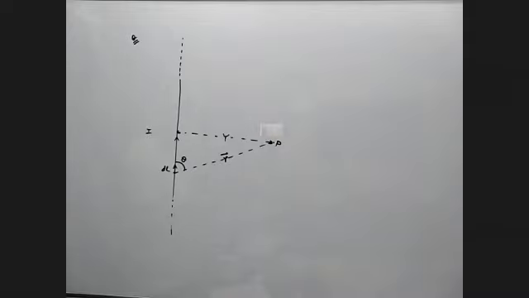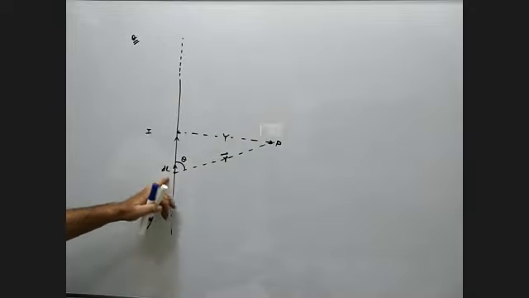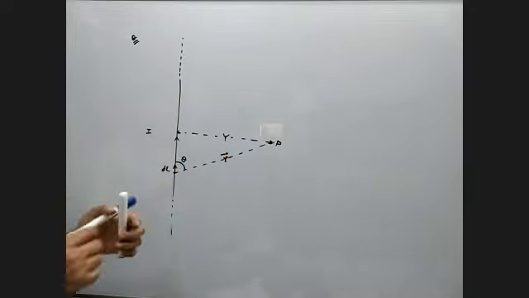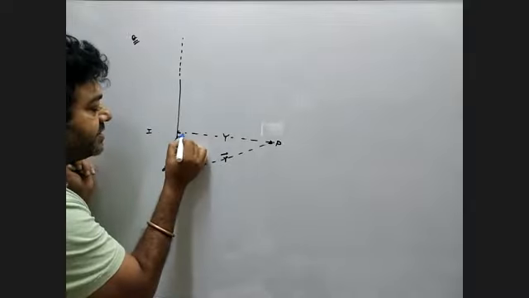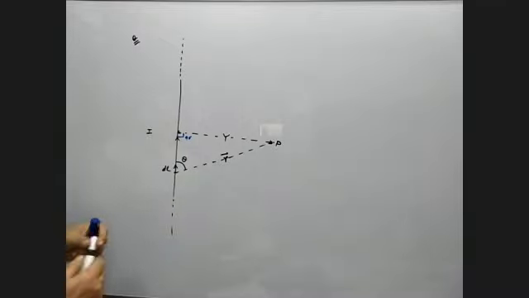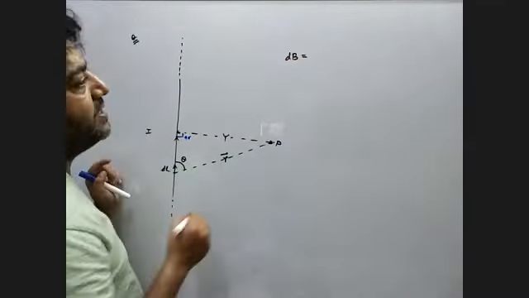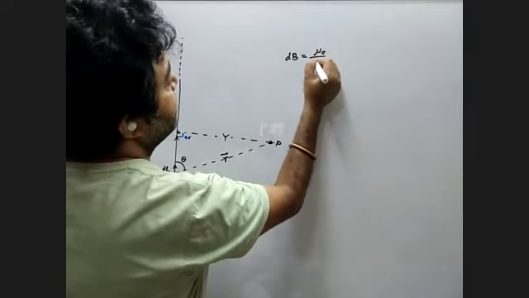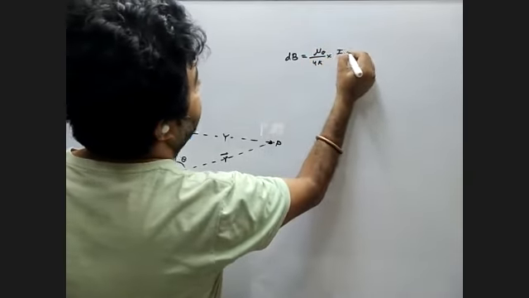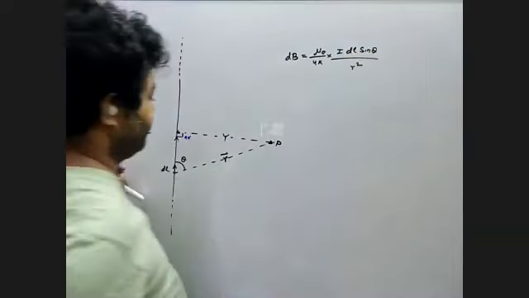So according to the Biot and Savart law, this distance is r, this is theta, this is dl, this is the perpendicular distance, 90 degrees. So according to Biot and Savart law, we can say the magnetic field at point P is mu naught by 4 pi I dl sine theta by r squared.